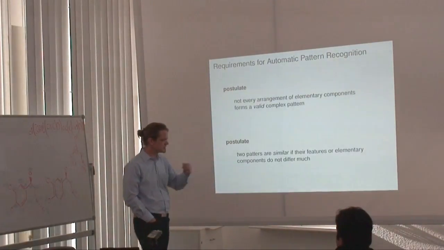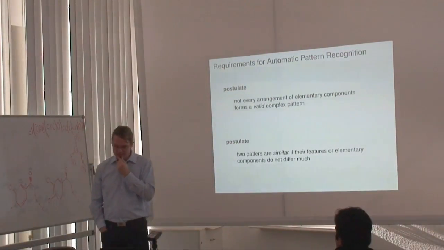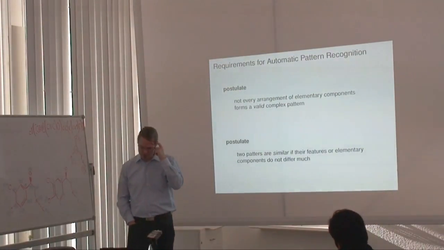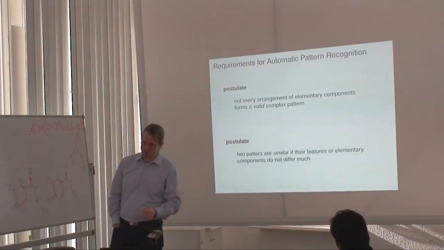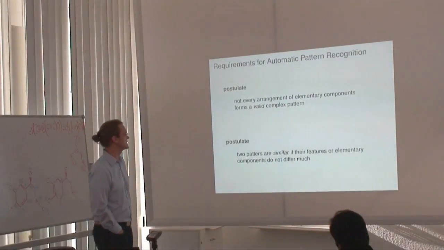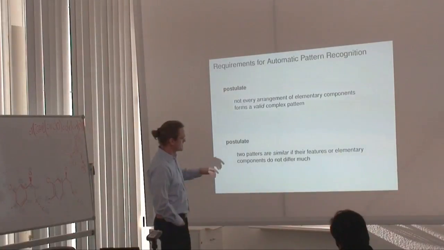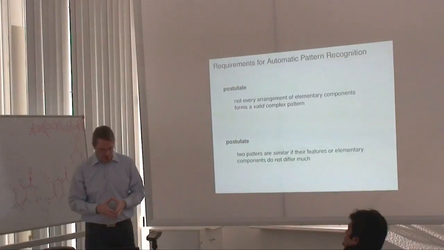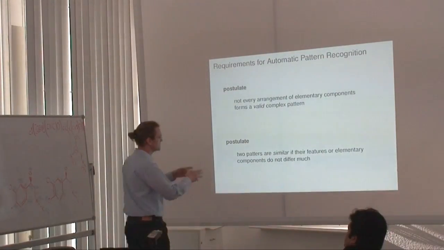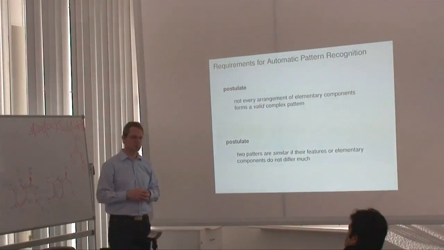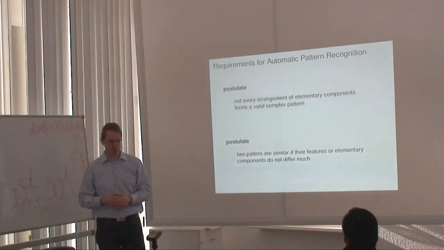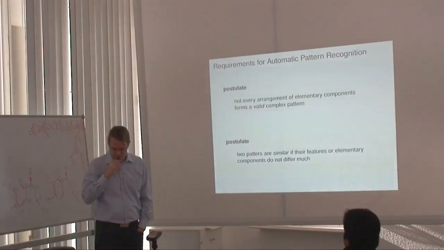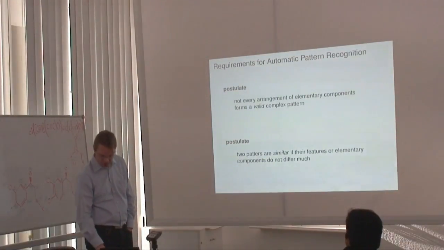Yeah, and here is the notion of similarity again. In order for us to be able to automatically do pattern recognition, we postulate, that is, we really require that patterns from the same class are similar in the sense that their features or elementary components do not differ much. Otherwise, if that is not given, then pattern recognition will be more or less impossible for us to do algorithmically.